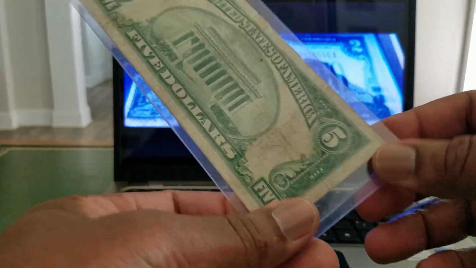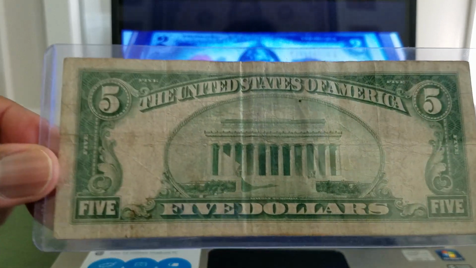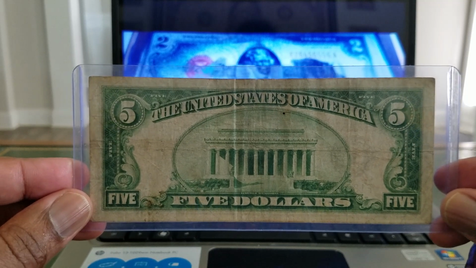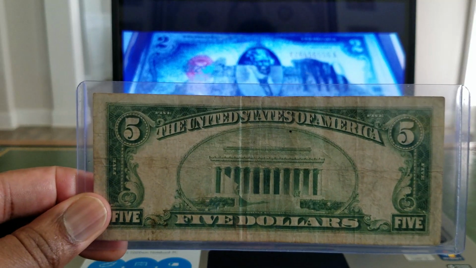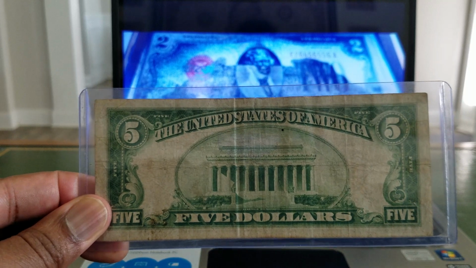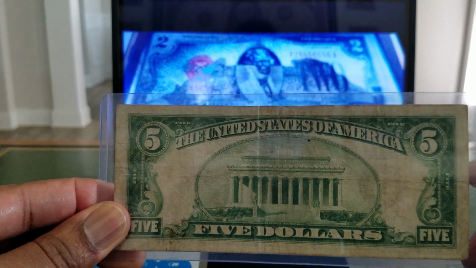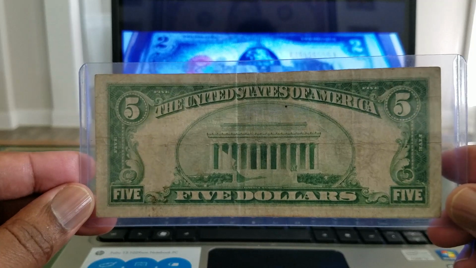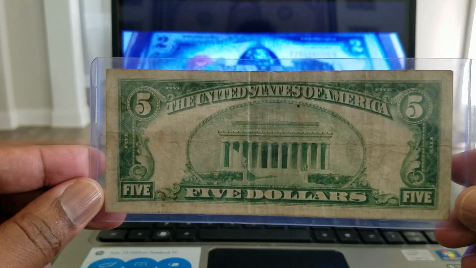So on the reverse side of the note, you have the Lincoln Memorial. It's a Greek temple that was built in 1914 and dedicated in 1922. Inside the temple, you'll see a large sculpture of a seated Abraham Lincoln and two inscriptions from two of Lincoln's famous speeches. The first one being the Gettysburg Address, and the other one being his second presidential inauguration speech.